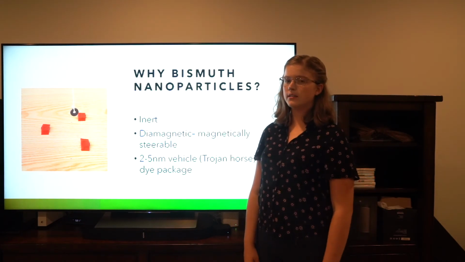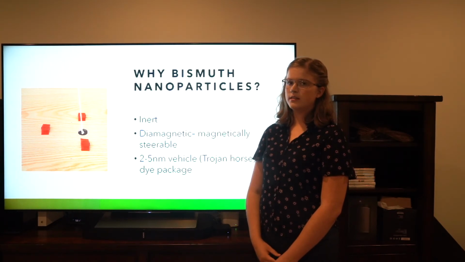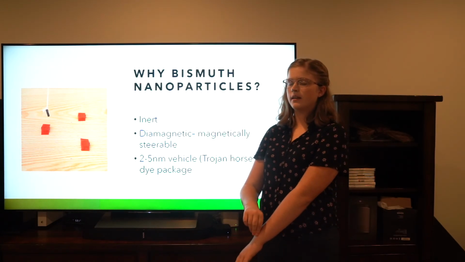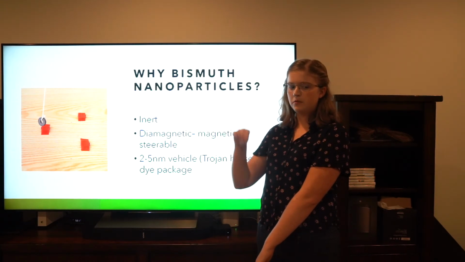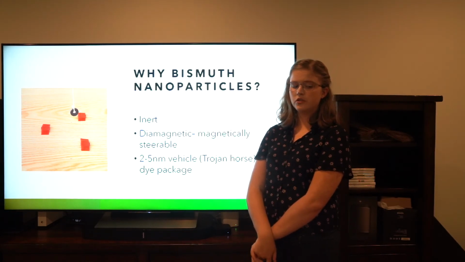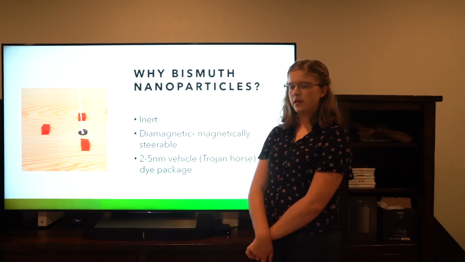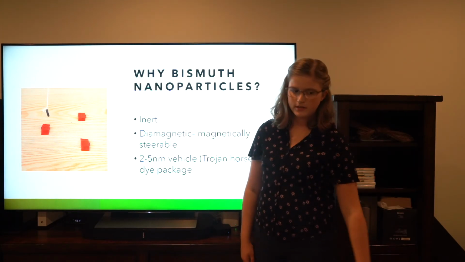Well, for a start, it's inert, both in the human body and to our chemotherapeutic agent. Second, it's diamagnetic, which means it has the potential to be magnetically steered through the body to a tumor and then magnetically steered back out of a site where the chemotherapeutic agent can be removed. Additionally, it is a 2 to 5 nanometer vehicle or Trojan horse for our dye or chemotherapeutic agent package, which means that it can translocate across the blood-brain barrier for the treatment of brain cancer, an orphan disease.